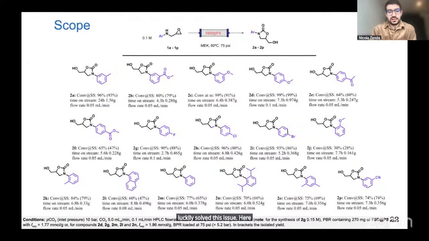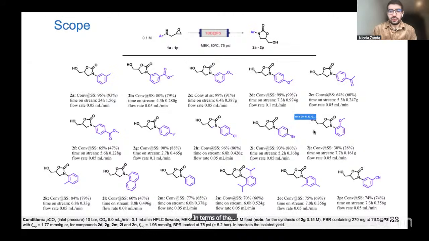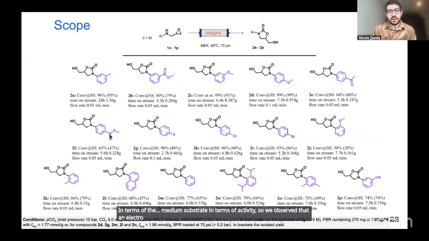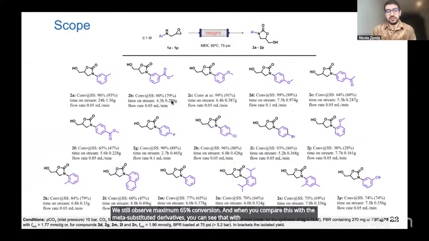Here you can see the scope of the transformation. As you can see, it was rather broad, and many functional groups were tolerated. In terms of the medium substrates in terms of activity, we observed that an electron-withdrawing group in the para position was actually detrimental for their activity, and even increasing the reaction time by reducing the flow rate to 0.05, we still observed a maximum of 65% conversion. And when you compare this with the meta-substituted derivatives, you can see that with a similar condition, we were achieving 80% conversion.